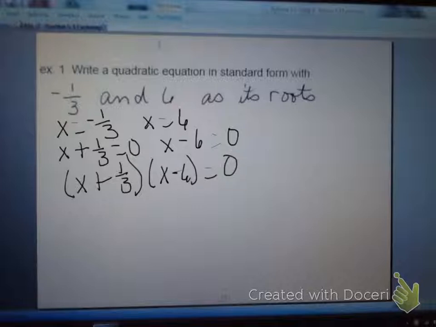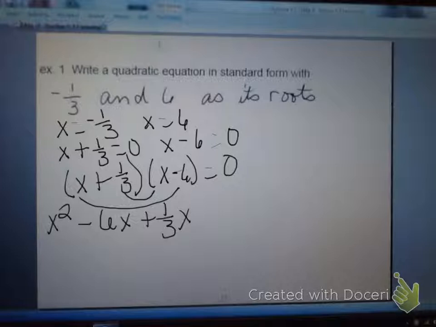And just put it equal to 0. Now we have two binomials. We're going to do the FOIL method. We get x squared. My outside term is a negative 6x. My inside is a positive 1/3 x. And then 1/3 times a negative 6 is a negative 2.